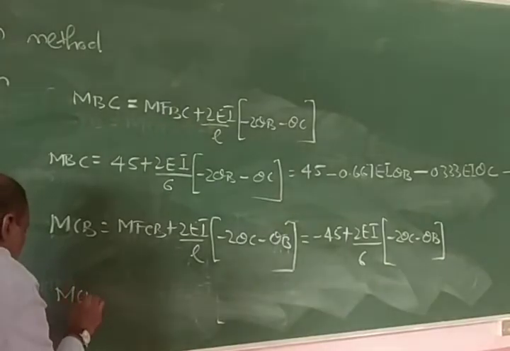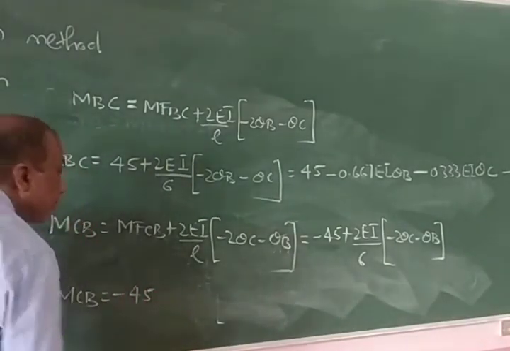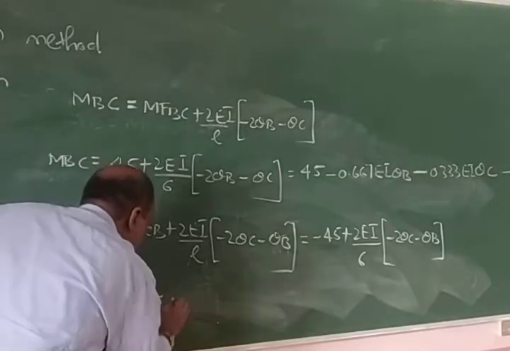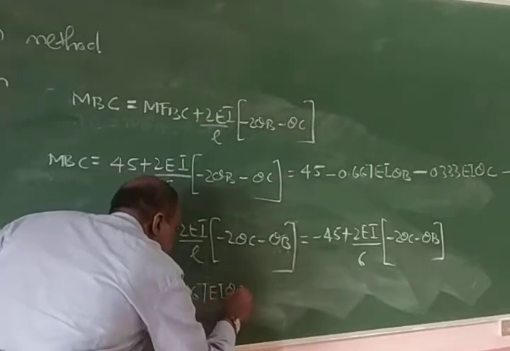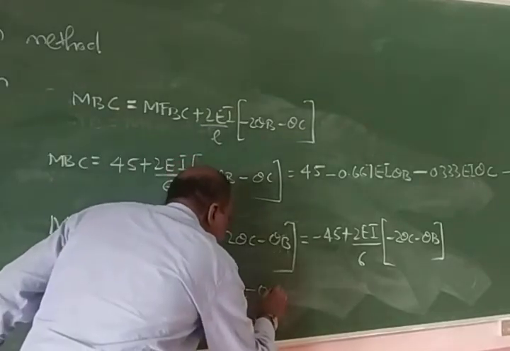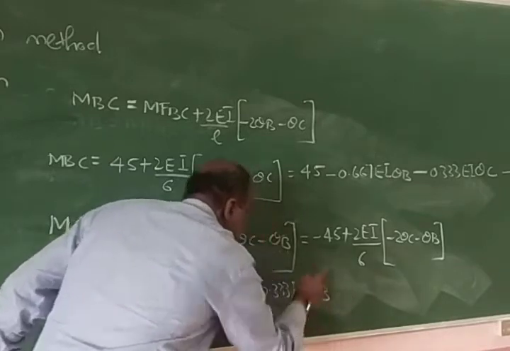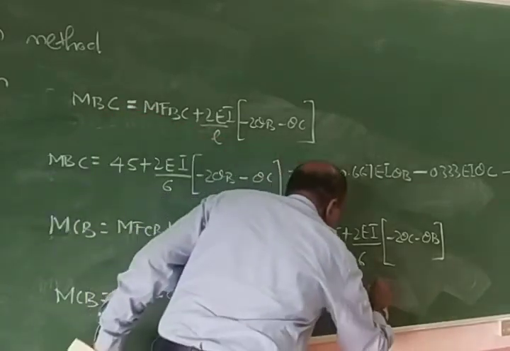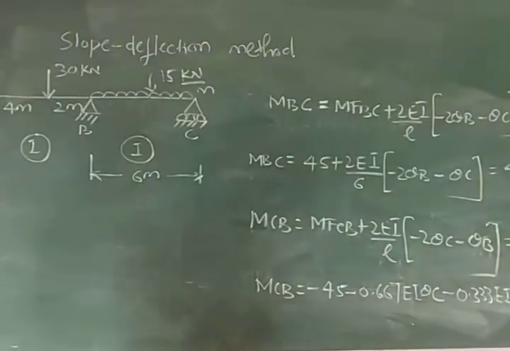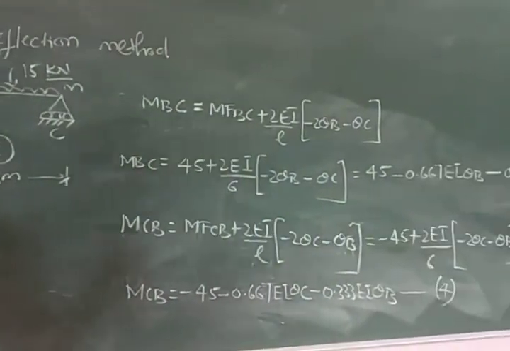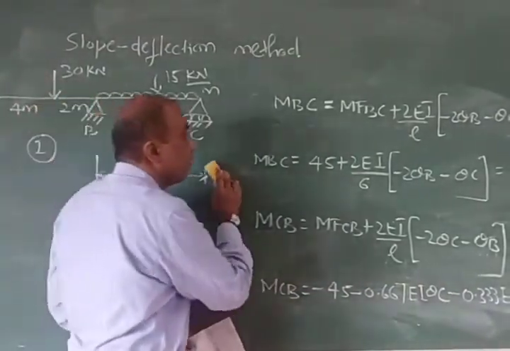MCB becomes how much? Minus 45 minus 0.667 EI theta C minus 0.333 EI theta B. That is just simplification of this. This becomes equation 4. So 4 equations we have written. So dear students, have you understood how we have written all the 4 equations? For each member 2 equations, and we have substituted the values.